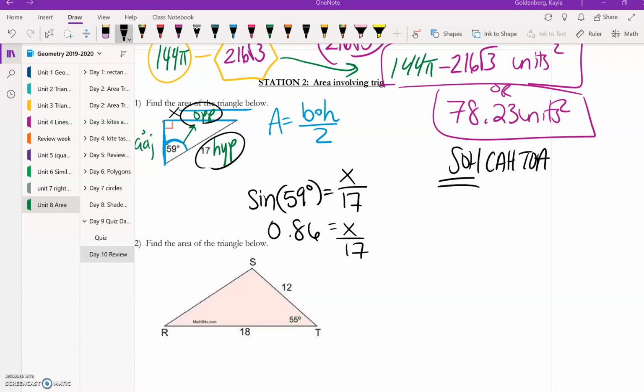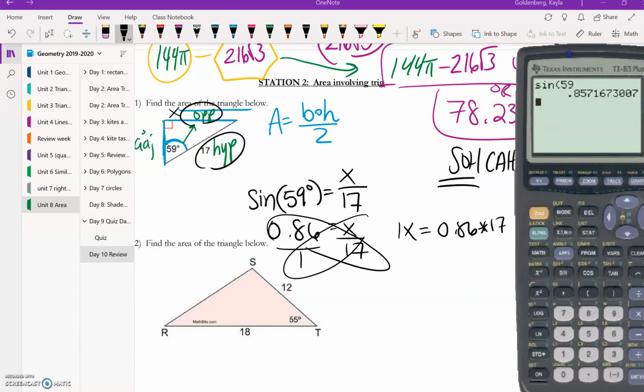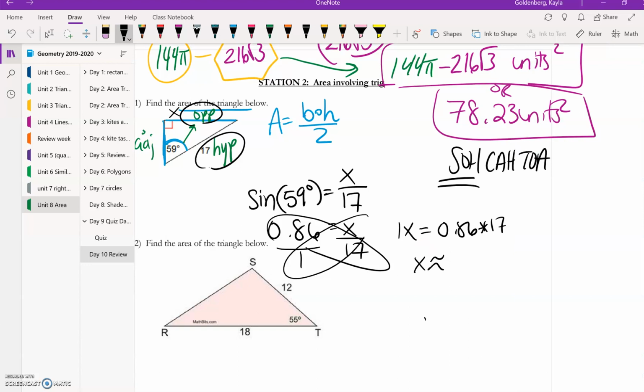Now from here, remember our strategy is we put it over 1, and we're going to do some cross multiplying to find what x is. So it looks like 1x is equal to 0.86 times 17. I'm going to be using my exact answer on my calculator. If I just immediately do times 17, it will get me the final answer of about 14.57. And at this point, you kind of have to round a little bit, which is okay.